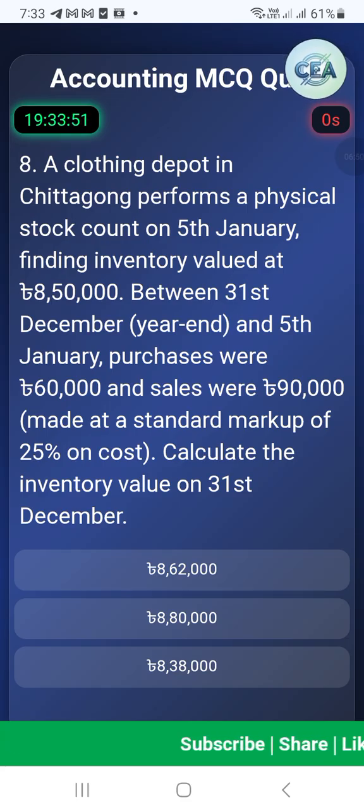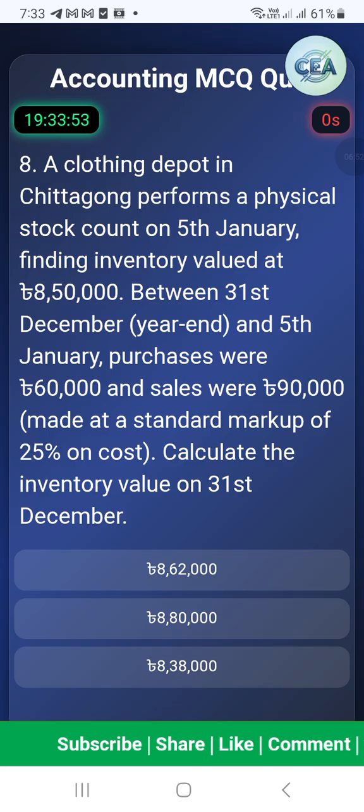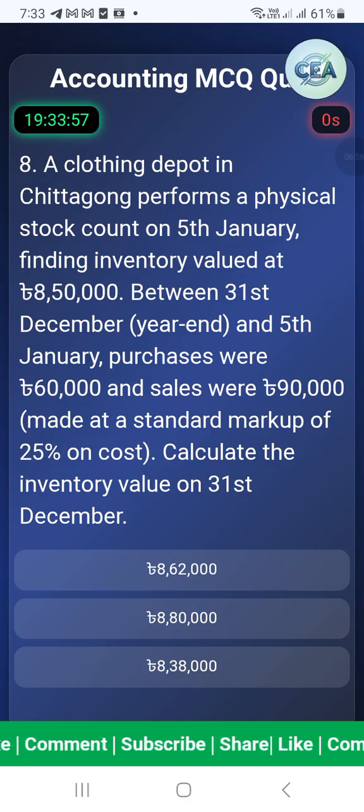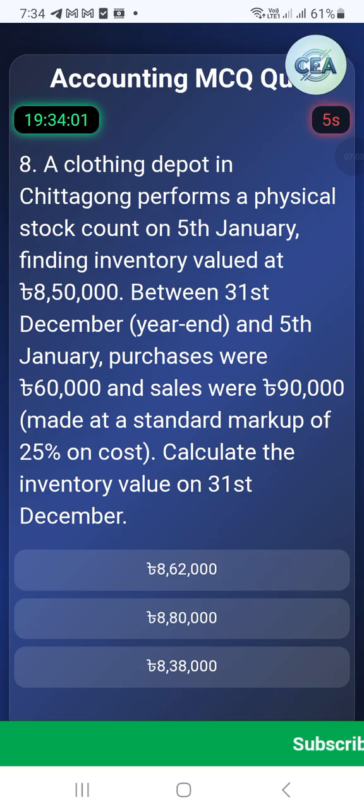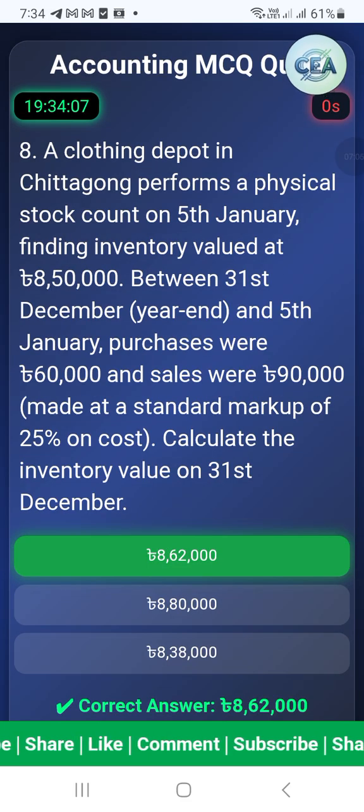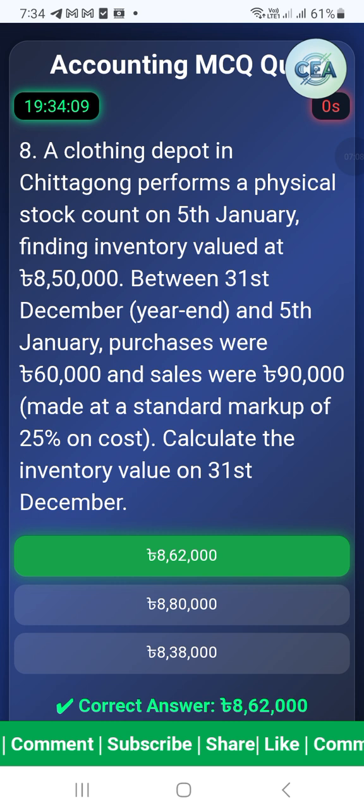Option 1. 862,000 takas. Option 2. 880,000 takas. Option 3. 838,000 takas. Correct answer is 862,000 takas.